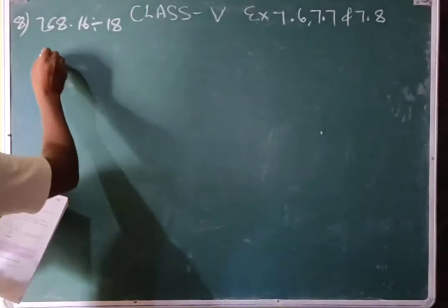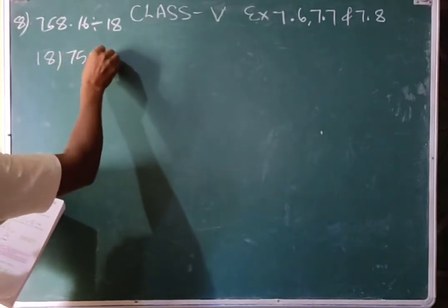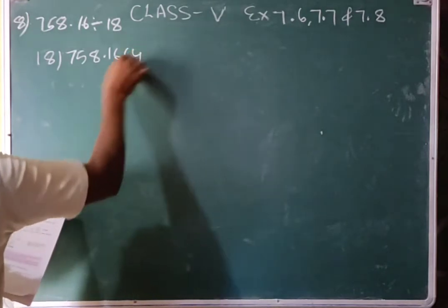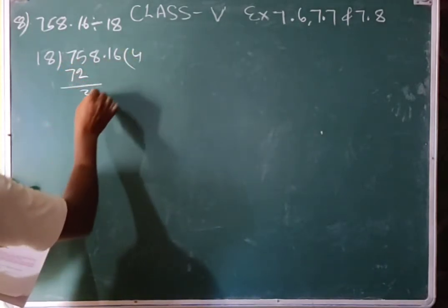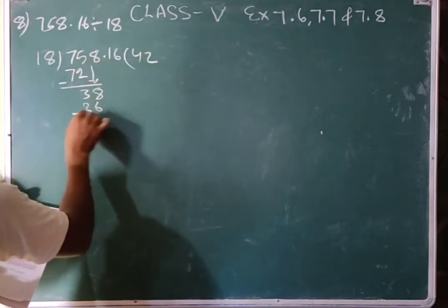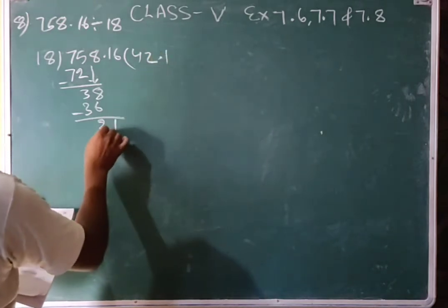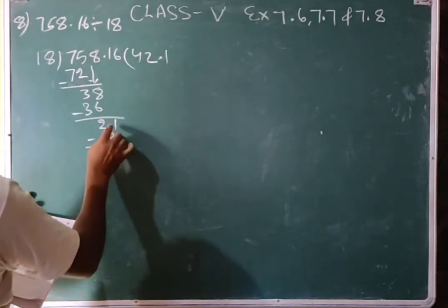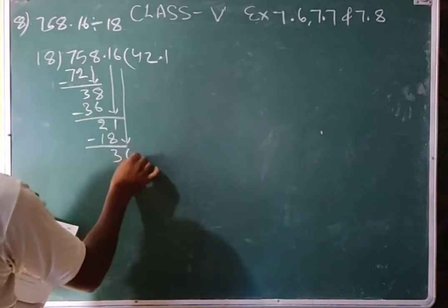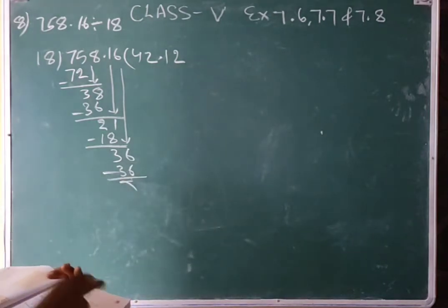And then similarly 18 divides 758.16, and then 4 ja 72, that will be 38, 2 ja 36, then left 2, then the decimal is started, 1 ja 18, and then left 3, and then another digit 6, 18, 2 ja 36, right? And then now the next exercise.